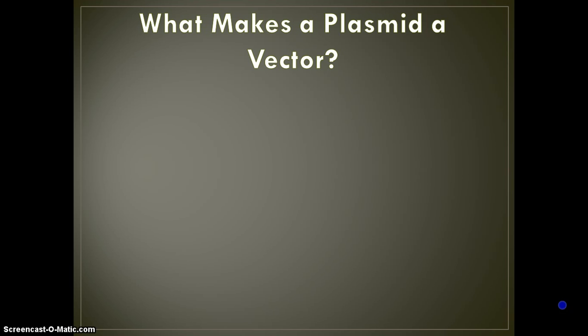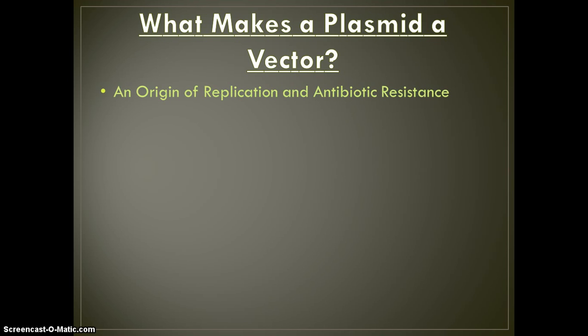To review, what makes a plasmid a vector? The two genes required to make a plasmid usable as a vector are an origin of replication and a gene that encodes for resistance to an antibiotic. As a bonus, most commercially produced vectors contain what is called a multiple cloning site. This is simply a short stretch of DNA that contains the recognition sequences for several restriction enzymes. This gives the scientist more flexibility when inserting their own target gene.